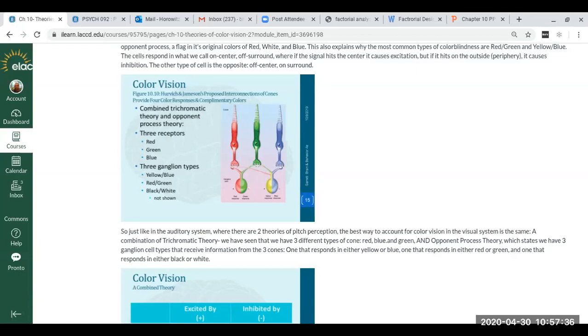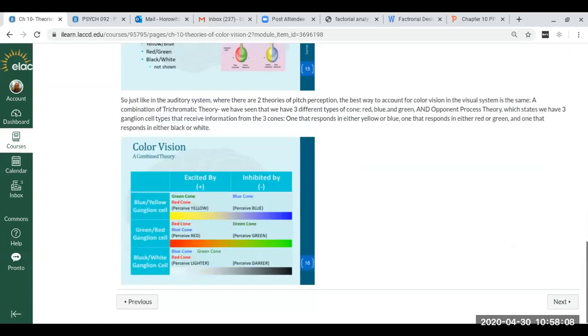As I've written for the other class, I will say it here. Just like in the auditory system, where there are 2 theories of pitch perception, the best way to account for color vision in the visual system is the same. It is a combination of trichromatic theory, 3 different types of cone, red, blue, green, and opponent process theory, which states that we have 3 ganglion cell types that receive information from the 3 cones. One that responds to either yellow or blue, one that responds to either green or red, and, as I talked about, black and white. So I believe that this chart is able to be seen. We just need to get to the next slide.